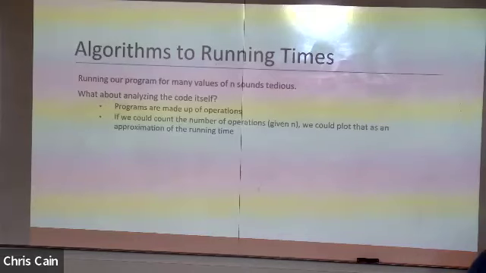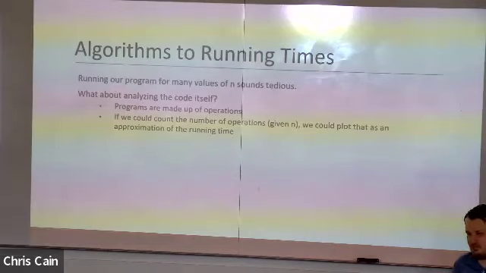So we're going to count the number of operations, keeping n in the expression as we analyze the code. We could use this as an approximation of the running time. It will map reasonably to the number of milliseconds that the program takes to run, but it's not going to be perfect. It's going to be close enough to identify an order that will tell us where in that table this code lies.